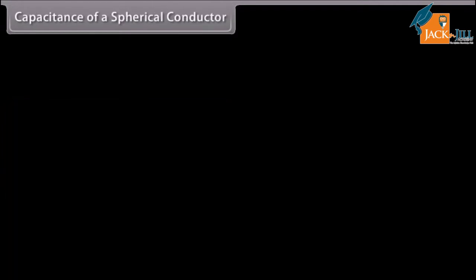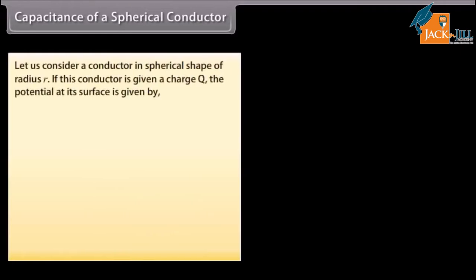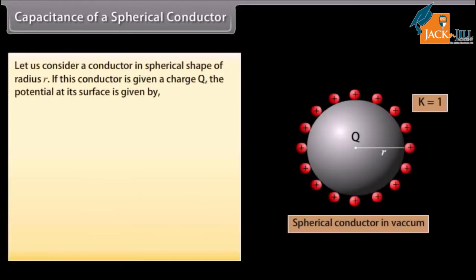Capacitance of a spherical conductor. Let us consider a conductor in spherical shape of radius r. If this conductor is given a charge Q, the potential at its surface is given by V is equal to 1 upon 4 pi epsilon not multiplied by Q upon R. It can be written as Q is equal to the product of 4 pi epsilon not R and V.